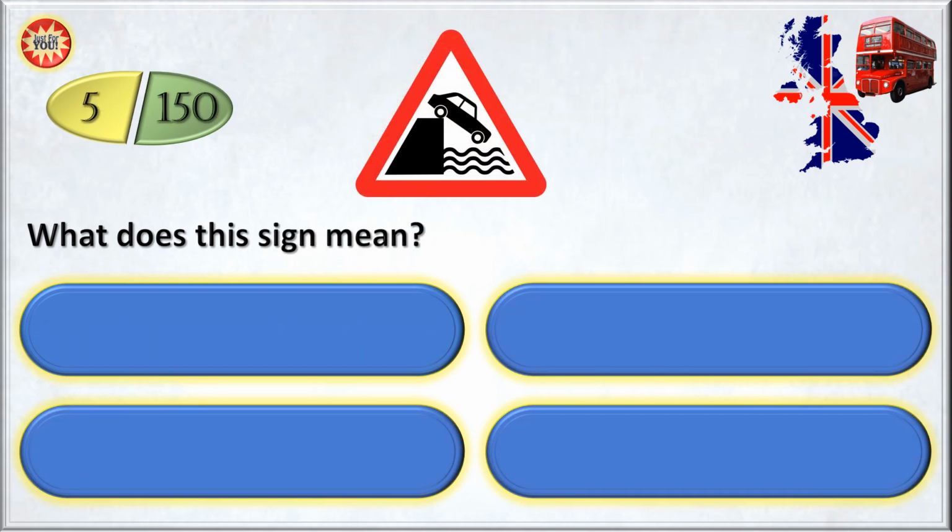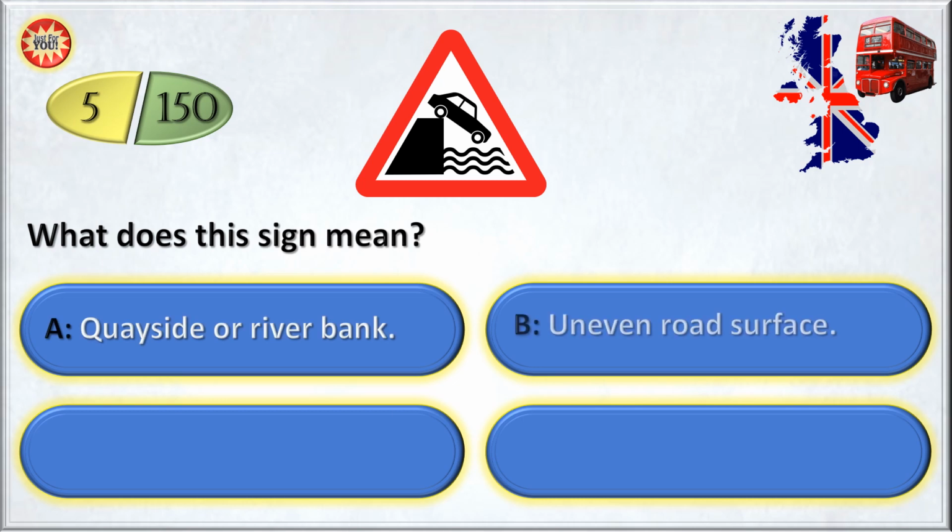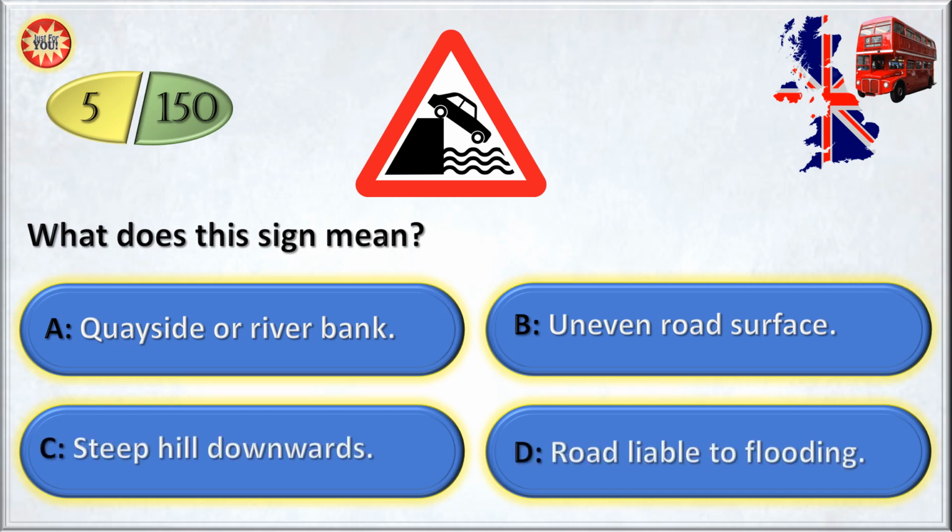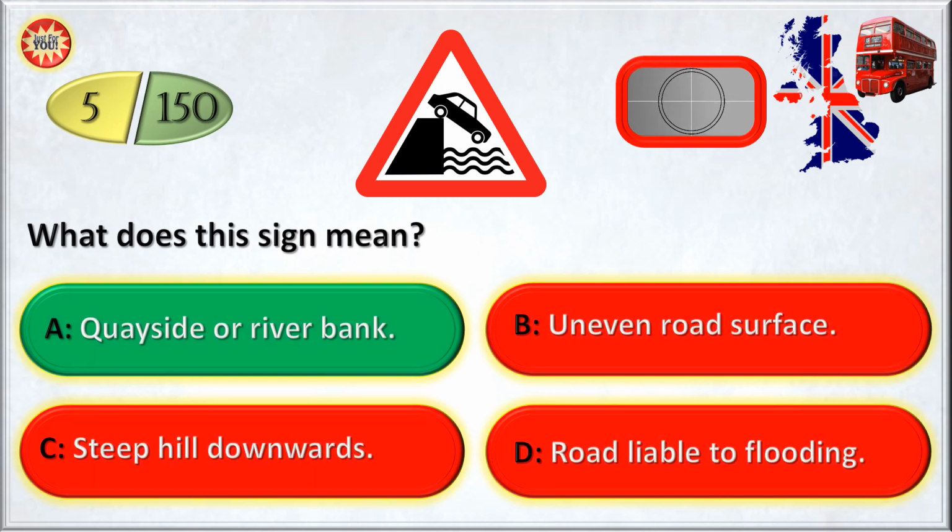What does this sign mean? Quayside or riverbank. Uneven road surface. Steep hill downwards. Road liable to flooding.